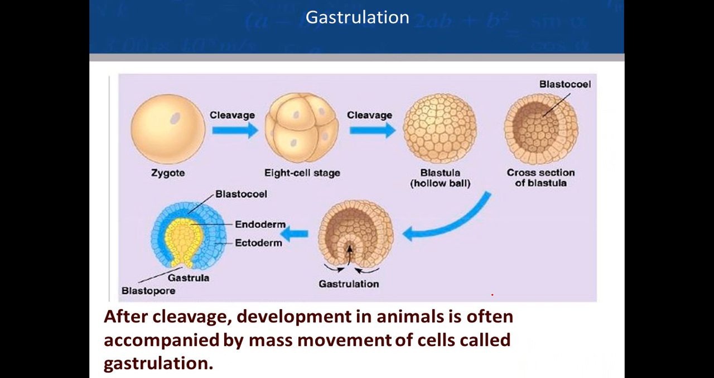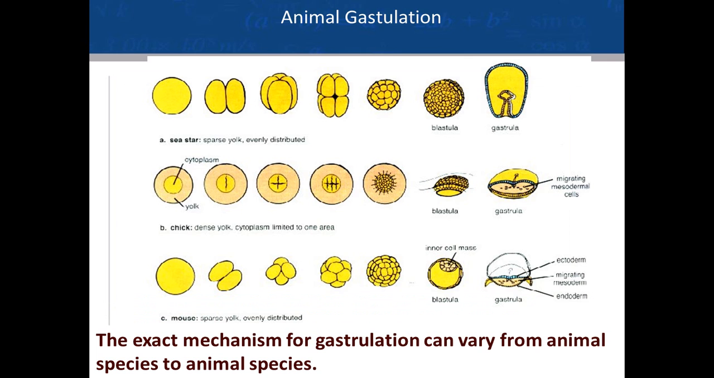An interesting process that happens during animal development quite often is called gastrulation, where we have this mass movement of cells. So you have this ball of cells, and now what we're going to see is that there's going to be this punching up, if you will, and you're going to have this mass movement of cells. That process is called gastrulation. And as you can see in this particular slide, gastrulation occurs differently for different kinds of animals.